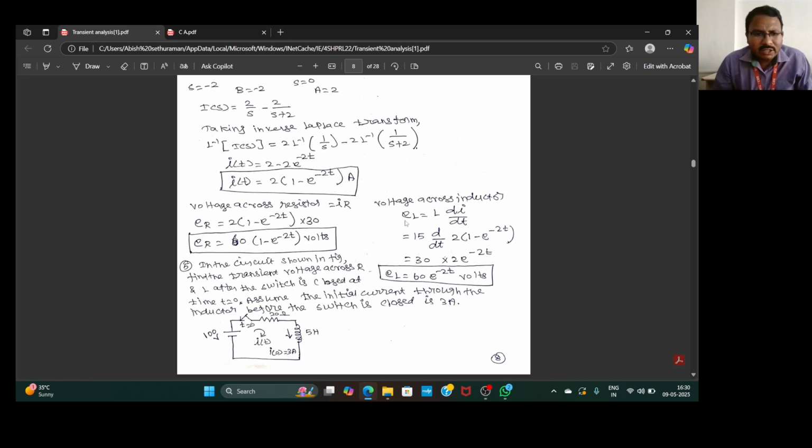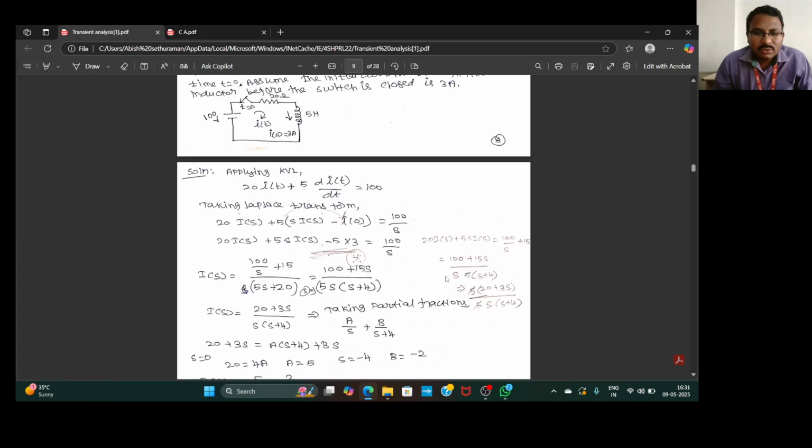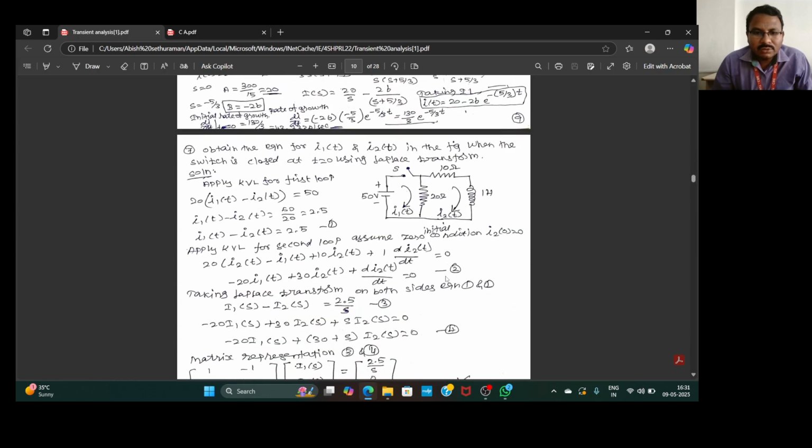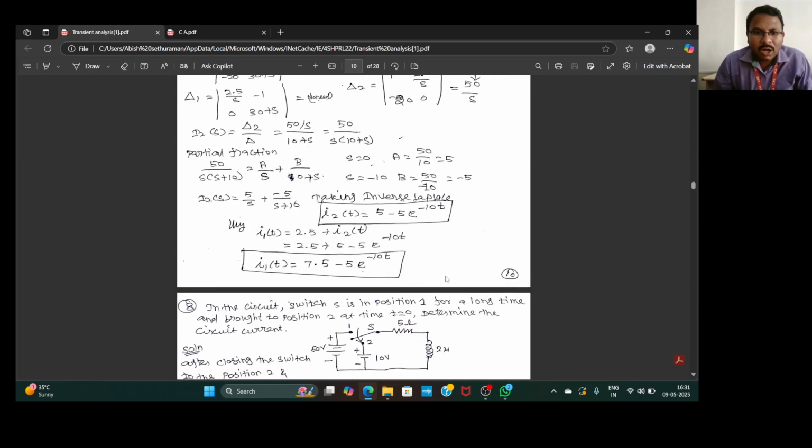Then similarly, the voltage across the inductor. This is the formula: EL equals L into dI divided by dt. So EL equals 60 into e power minus 2t volt. So this is the type of problem based on RL circuits.